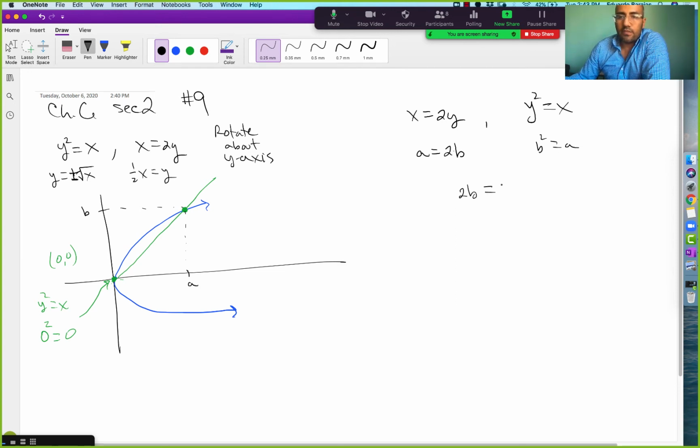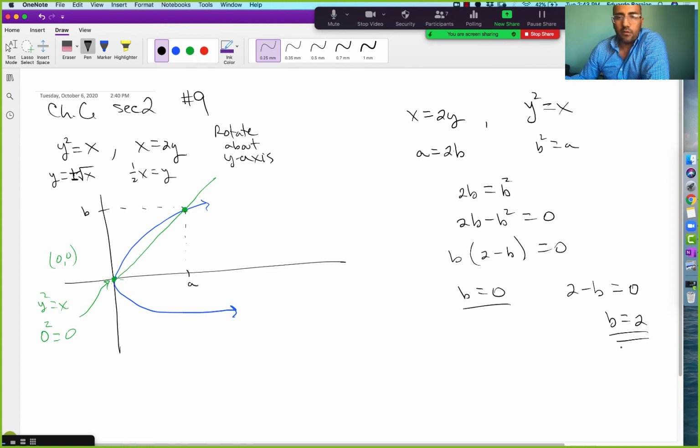So 2b must be equal to b squared. So I can do 2b minus b squared equals 0. So b times 2 minus b equals 0. So one option is b equals 0, which we already have. And the other option is going to be 2 minus b equals 0, which means that b equals 2 is the other option. And if b equals 2, then from b squared must be a, it must mean that 2 squared equals a, so 4 equals a.